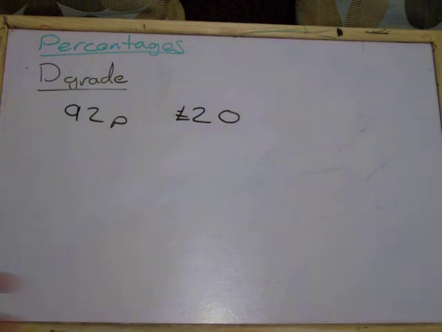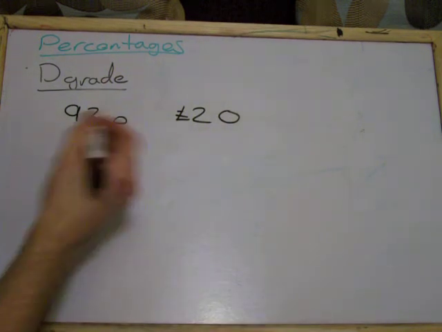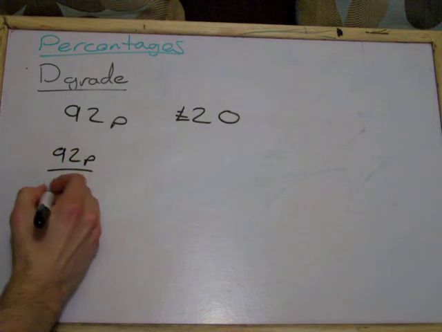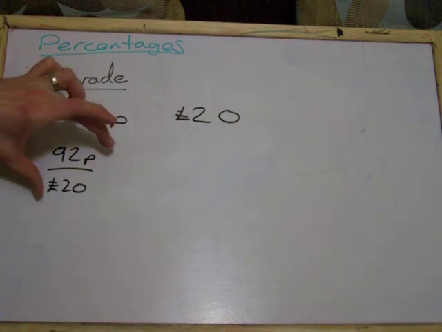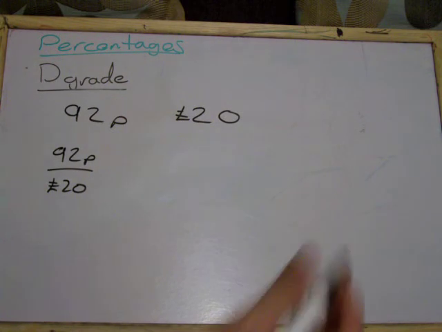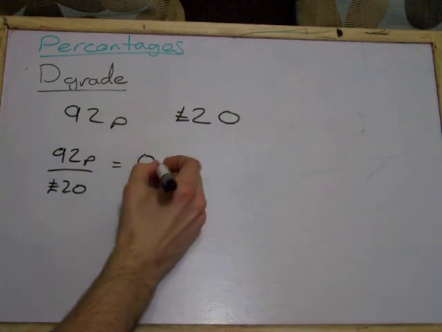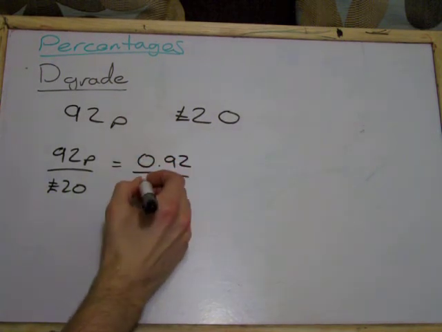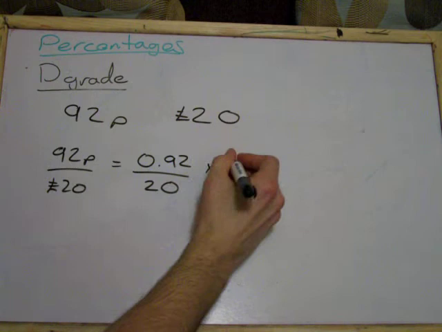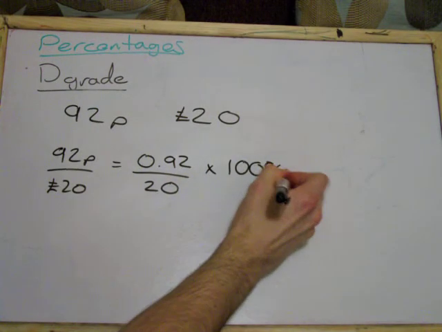So what I'm going to do here is, this is going to be a calculator question. Again, I start with my fraction. I've got 92 pence over £20. I've got different units there, so I have to solve that first. I'm going to have everything in pounds, I think. So 92 pence is 0.92 pounds over 20.